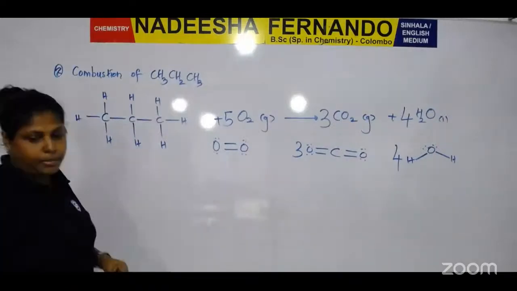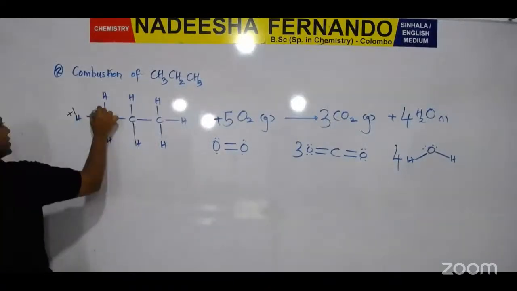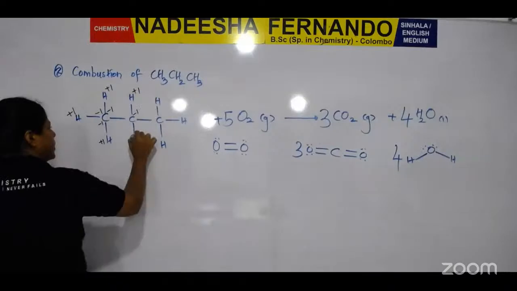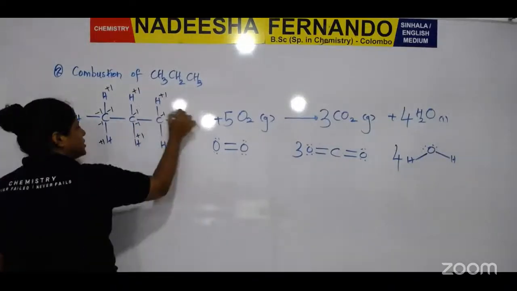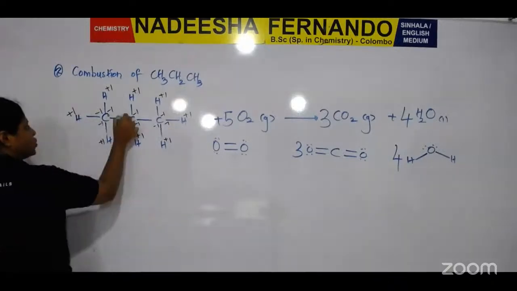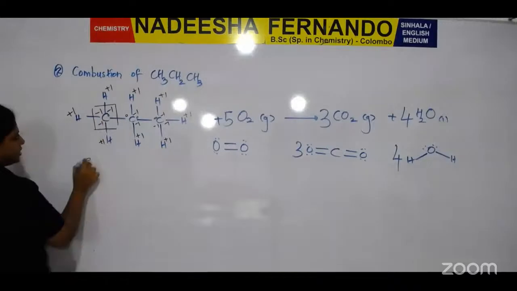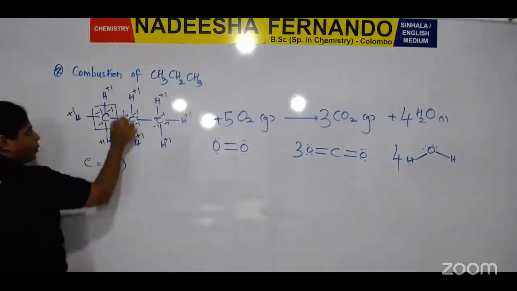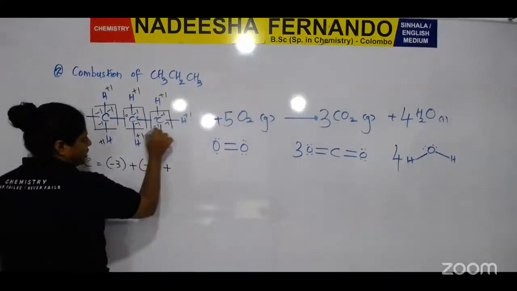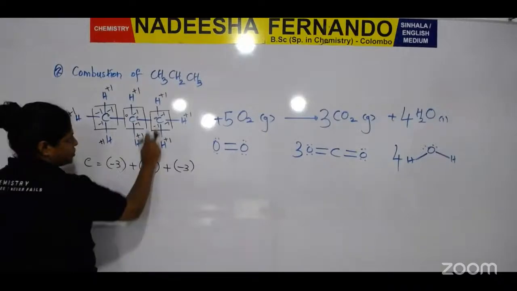Clear? Then mark the charges. Here, plus 1 minus 1 for each bond between carbon and hydrogen. Because of the same atoms, the charge is 0. So the overall charge here is minus 3, here minus 2, and here minus 3. So this carbon takes minus 3, this carbon takes minus 2, and this carbon takes minus 3.